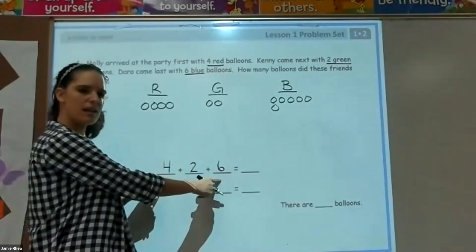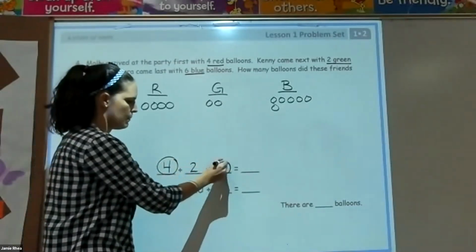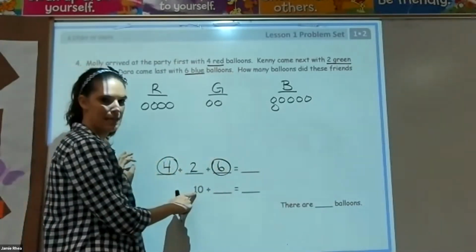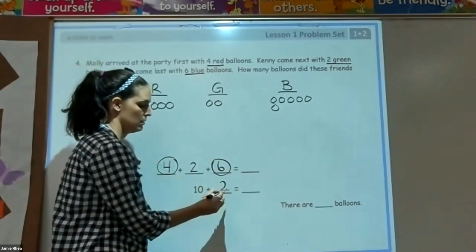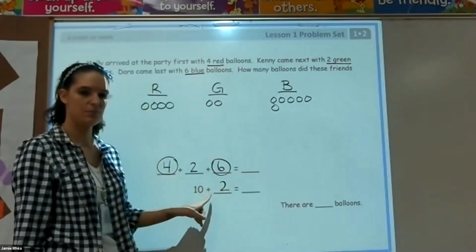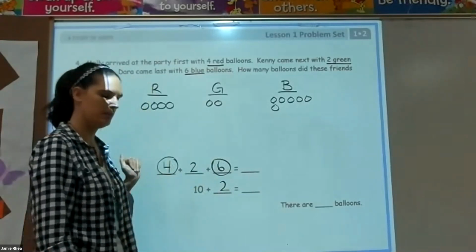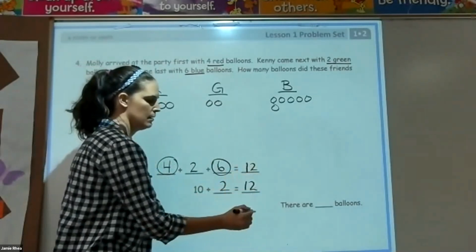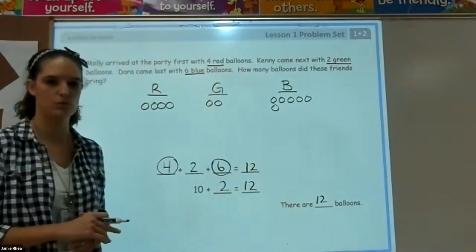Yes, but they're not next to each other. That's okay. I can circle my 4 and my 6. I know that 4 plus 6 makes 10. I didn't circle my 2, so I'm going to bring that down here. Now I can say 10 plus 2 more equal 10, 11, 12. They brought 12 balloons. So there are 12 balloons total.